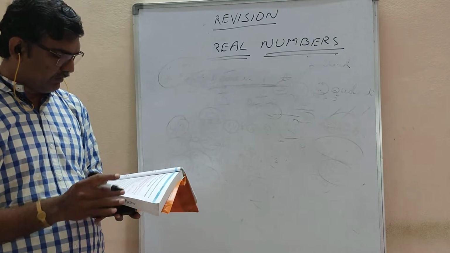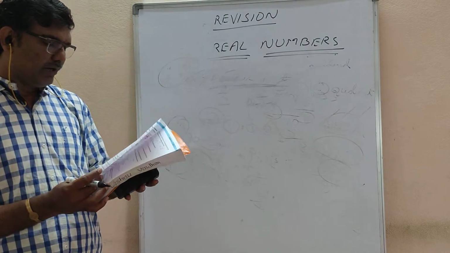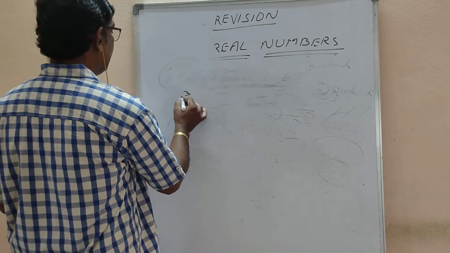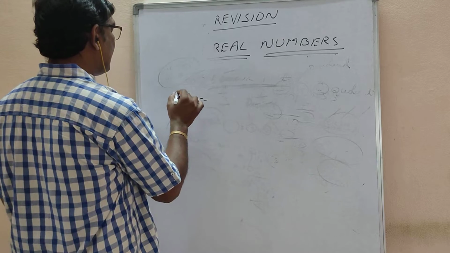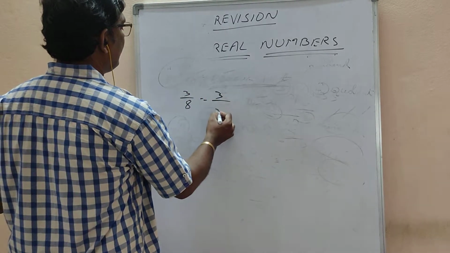Based on this theorem 1.3, below it he gave some examples. You have to go through that. So he has given here 3 by 8. Whether it is terminating or not, if you want to see, what you have to do is 3 by 8 can be written as 2 cube.